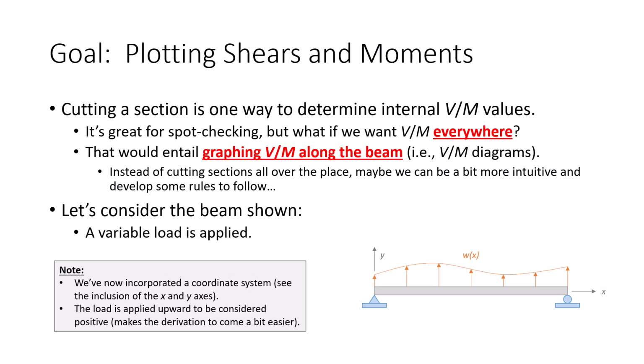That basically means plotting or graphing the shears and moments along the beam. That's what a shear and moment diagram is. All it is is a graph of the shears and moments along a given element. In order to do that, we develop a more intuitive graphical approach. We have a little bit of a calculus basis behind it.